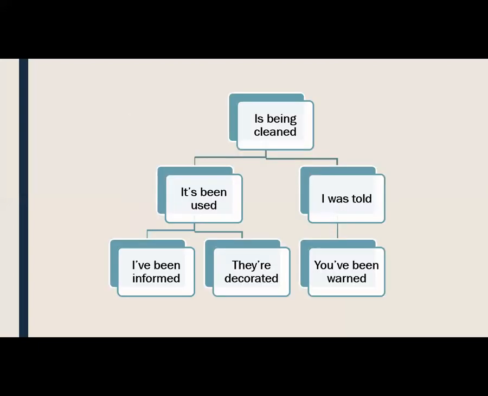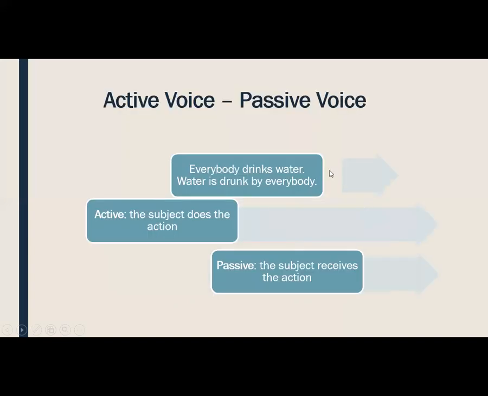As you were listening to the video, you might have noticed some verb structures such as is being cleaned, it's been used, I was told, I've been informed, they're decorated, you've been warned. All these are examples of passive voice. Let's read together these two sentences. Everybody drinks water. Water is drunk by everybody.